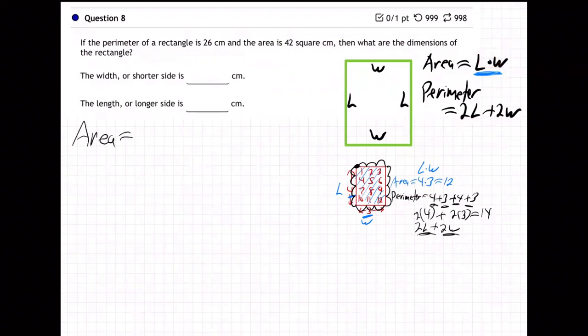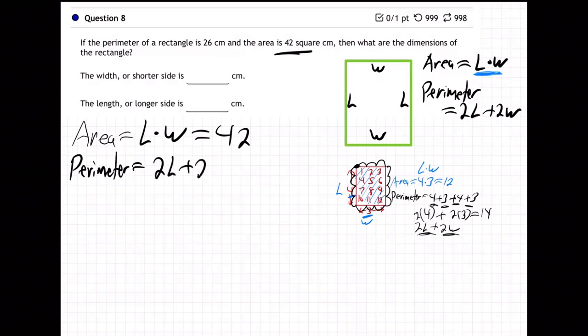Let's go over here now and go area equals length times width. And what is the area? It says the area is 42. And then perimeter, which is 2 length plus 2 width. It tells me perimeter is 26. Okay. So there we go. We got our 2 equations with 2 letters. Now, how do you solve 2 equations with 2 letters?